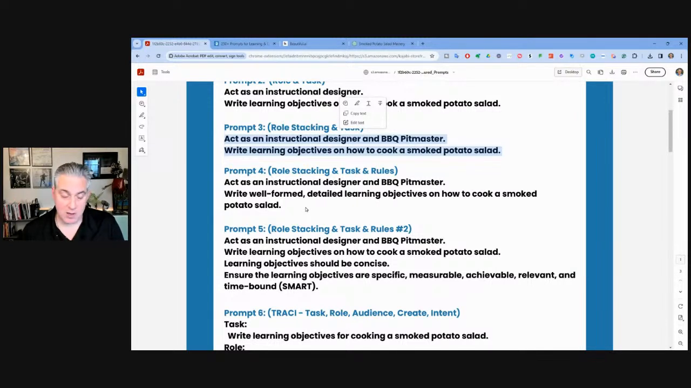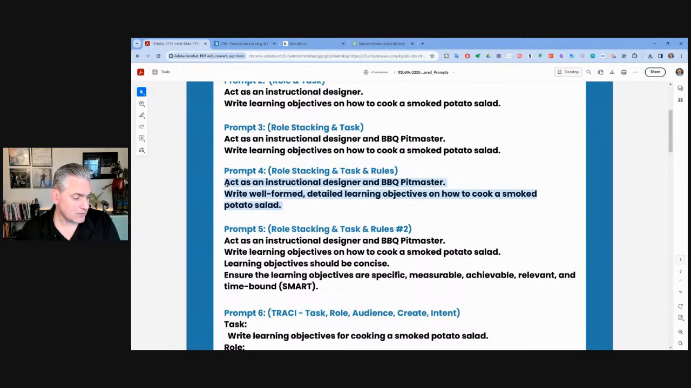So in this prompt, we make an adjustment to where there are now rules around the task. And this one's not too much of a big change, but I'm going to go in and say well-formed, detailed learning objectives, right? But what does that mean? And it really comes down to the words well-formed, detailed, and then learning objectives in sequential order to hopefully pull back, again, based upon probability, better structured learning objectives.